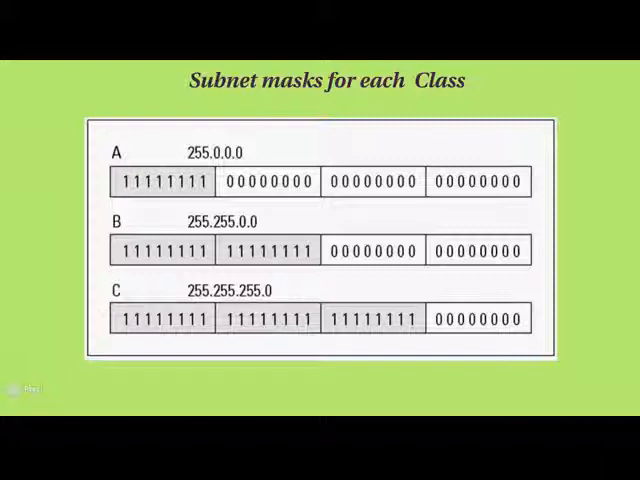The subnet mask is combined with the IPv4 address using the bitwise AND operation. That's a logical AND operation. And the resulting address identifies the subnet ID or the network ID or the subnet address.